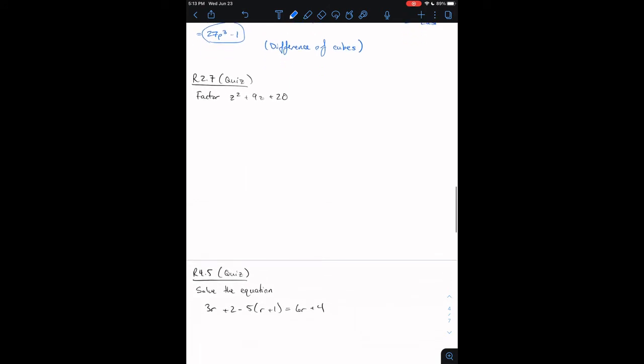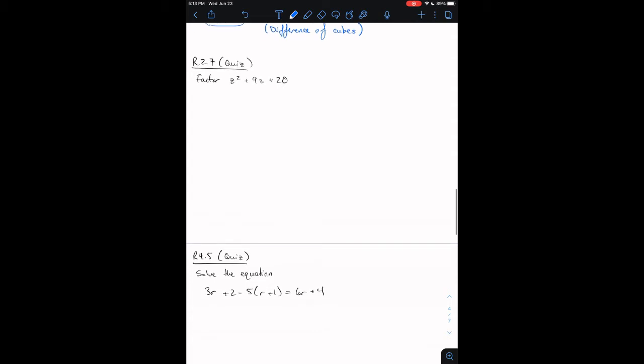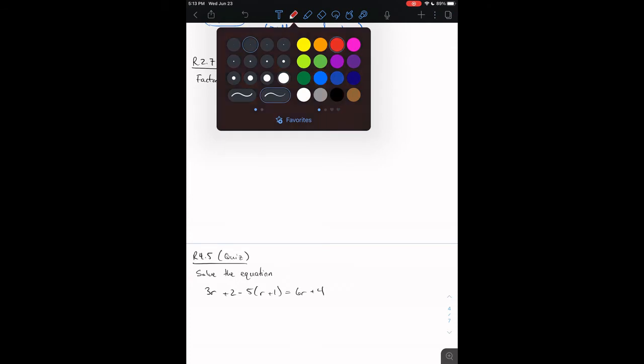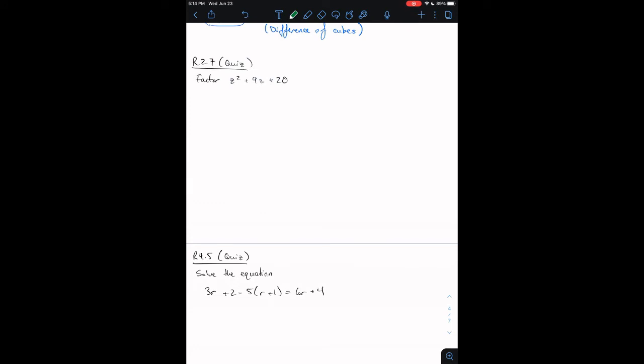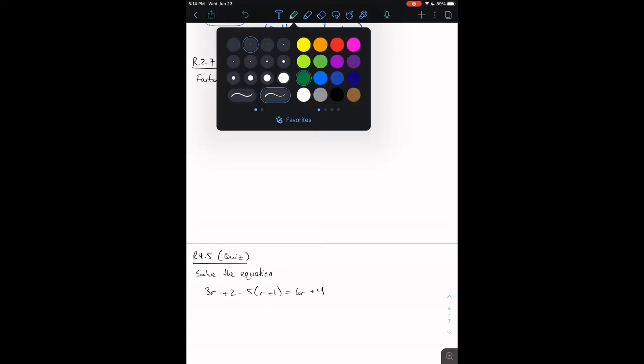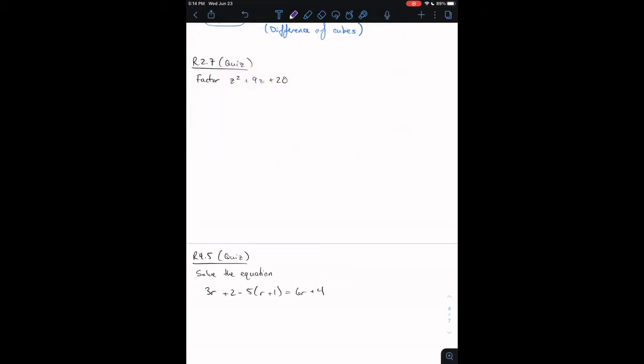Now we have a problem from section 2, so this is just factoring. This is also on your quiz, and we're just going to factor this polynomial. So the thing that I look for, especially when I have just a z squared out front or a letter squared, nothing in front of it. Let's use this color again. I want two numbers that add to this and multiply to this.